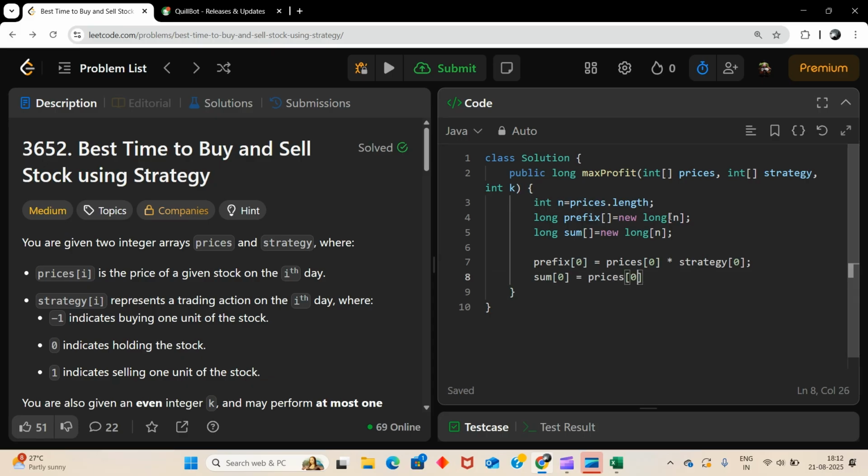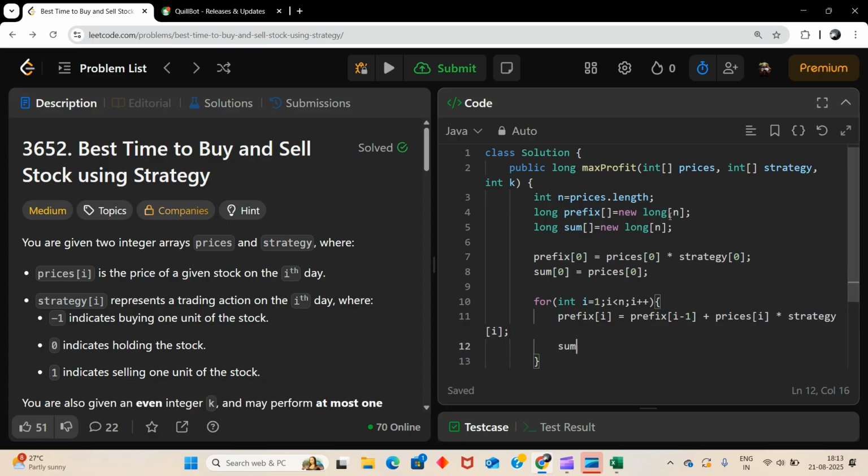Now we will use only one loop: i is equal to 1, i less than n, i plus plus. What will be my prefix of i? Prefix of i will be the previous, that is prefix of i minus 1, plus prices of i multiplied by strategy of i. Now what will be my sum of i? Sum of i will be sum of i minus 1 plus the current prices of i.